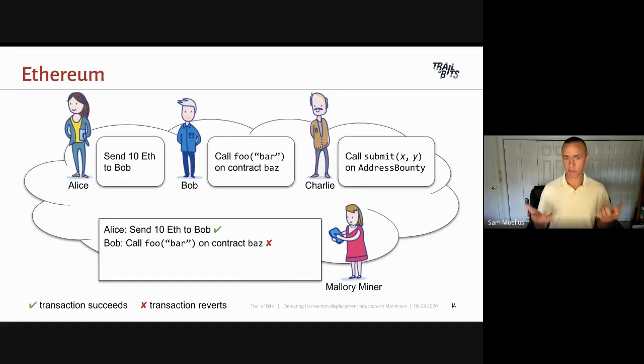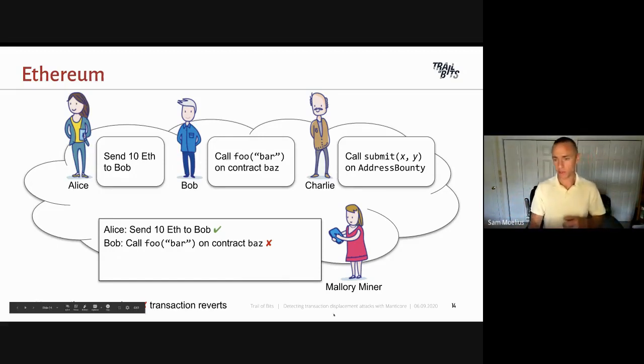And for this reason, Bob's transaction reverts, say. All right, now when Mallory comes to Charlie's transaction, she might notice that Charlie is going to receive a nice payout from submitting this transaction. She might also notice that she could just as well submit that transaction herself.